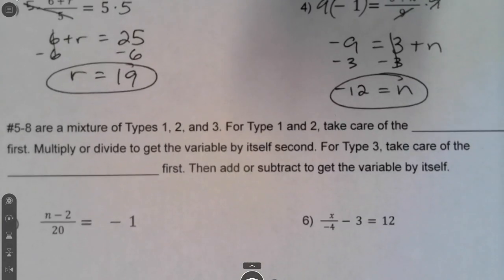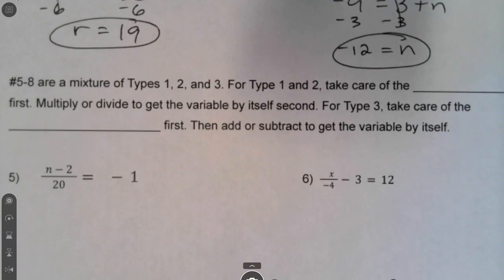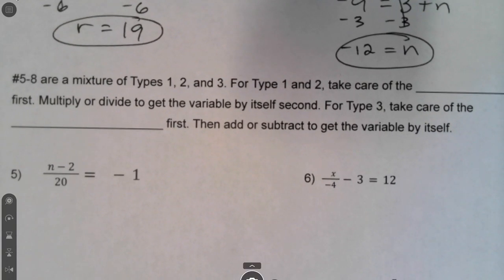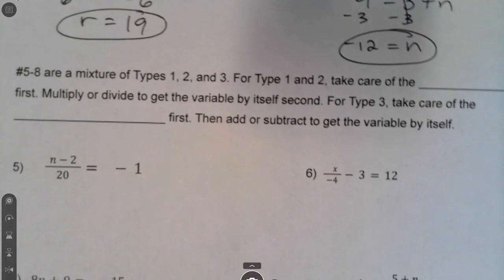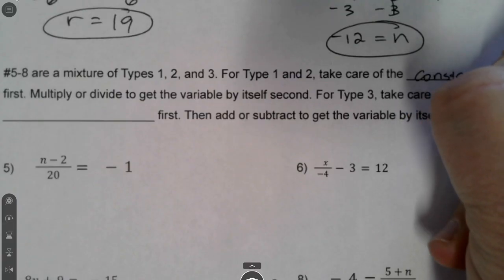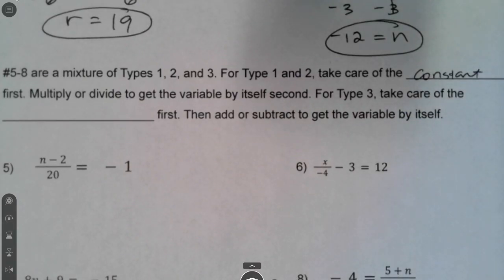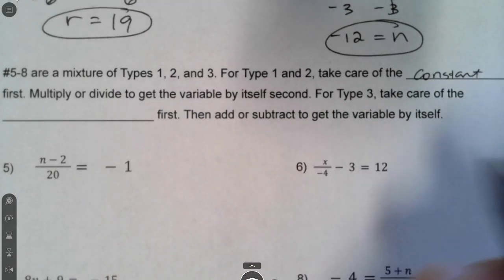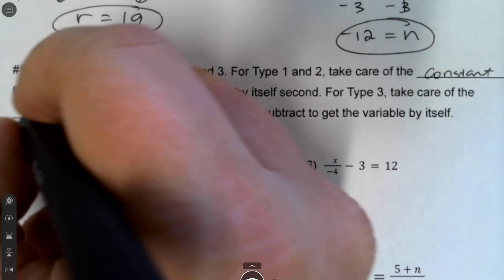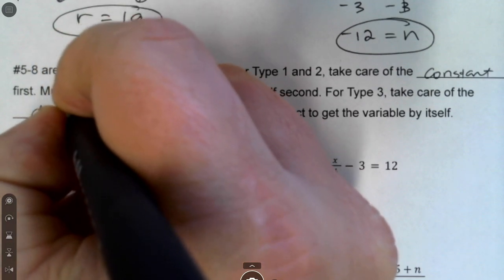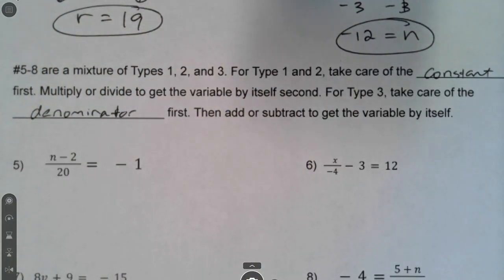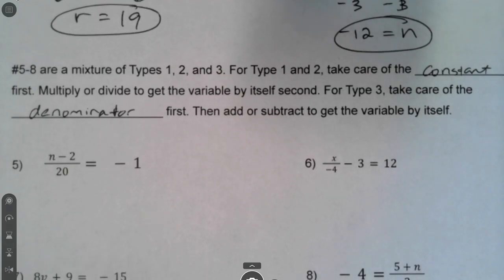Like I said last time, you're not going to be told what type it is. You're just going to be told, solve it. So here's what to remember. For type 1 and type 2, take care of the constant first. Then you'll multiply or divide to get the variable by itself second. For type 3, take care of the denominator first. Then add or subtract to get the variable by itself.